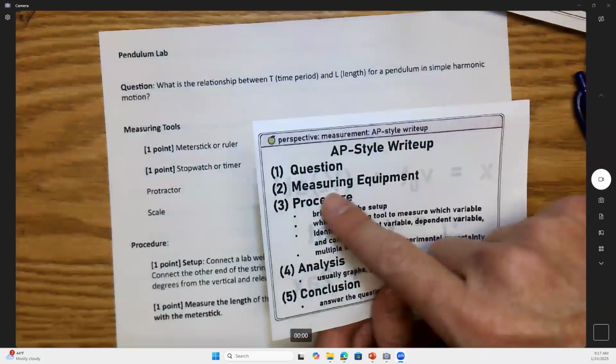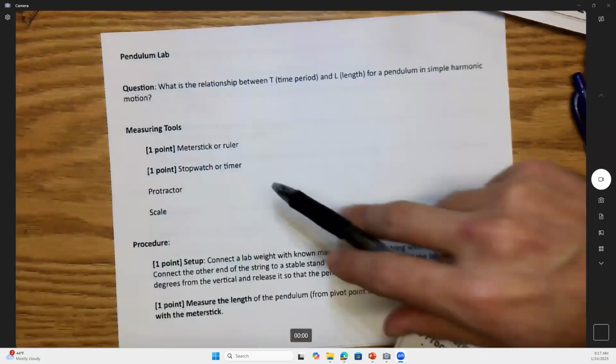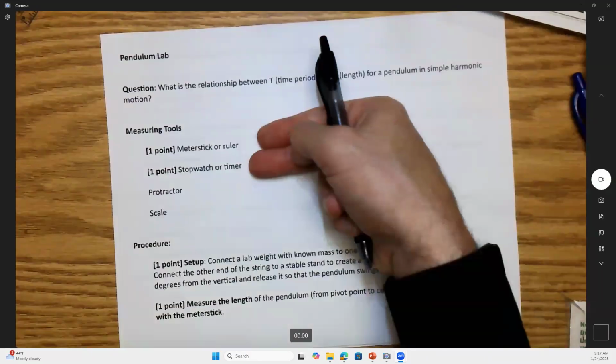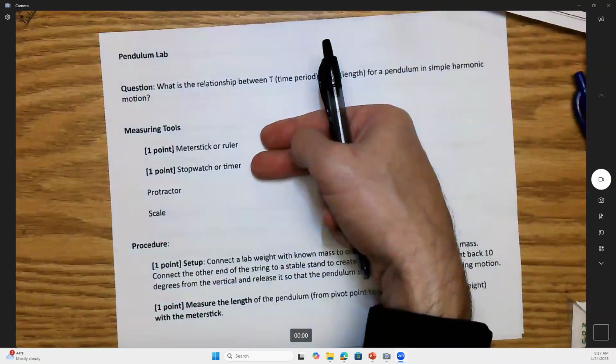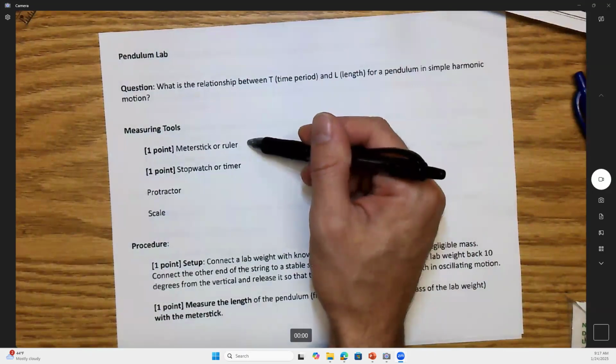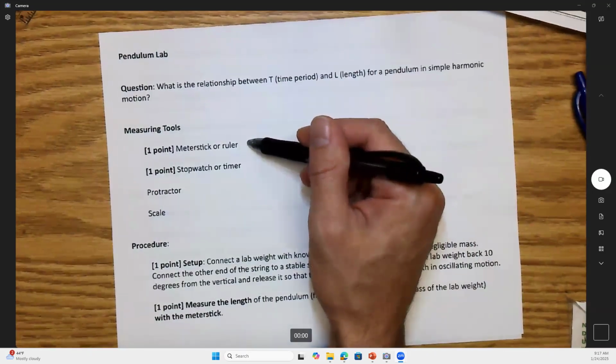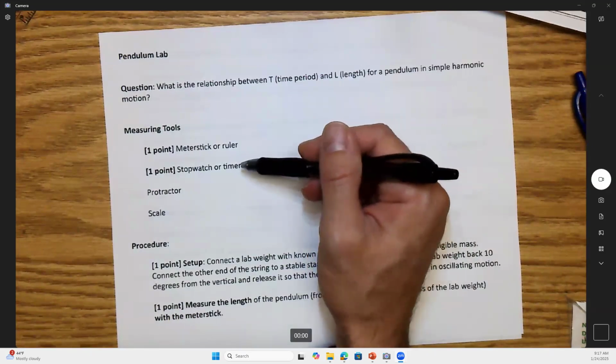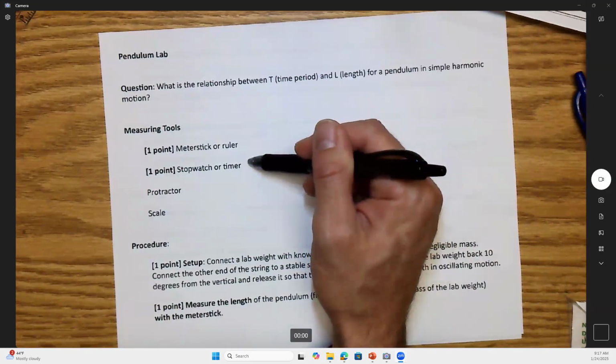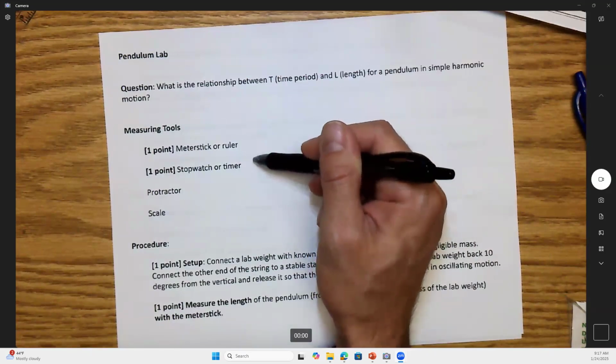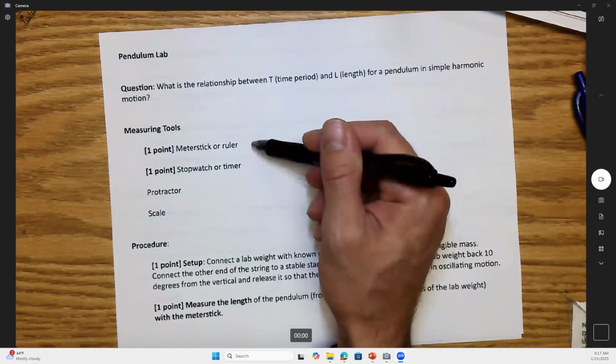So next part, measuring equipment. See what I got here. There were two really important tools that you mentioned. So 1 point for mentioning a meter stick or a ruler, because you have to measure the length of the string, which is your independent variable. And a stopwatch or a timer, because that was your dependent variable, right? Hey, look, there are the two variables on the axes.